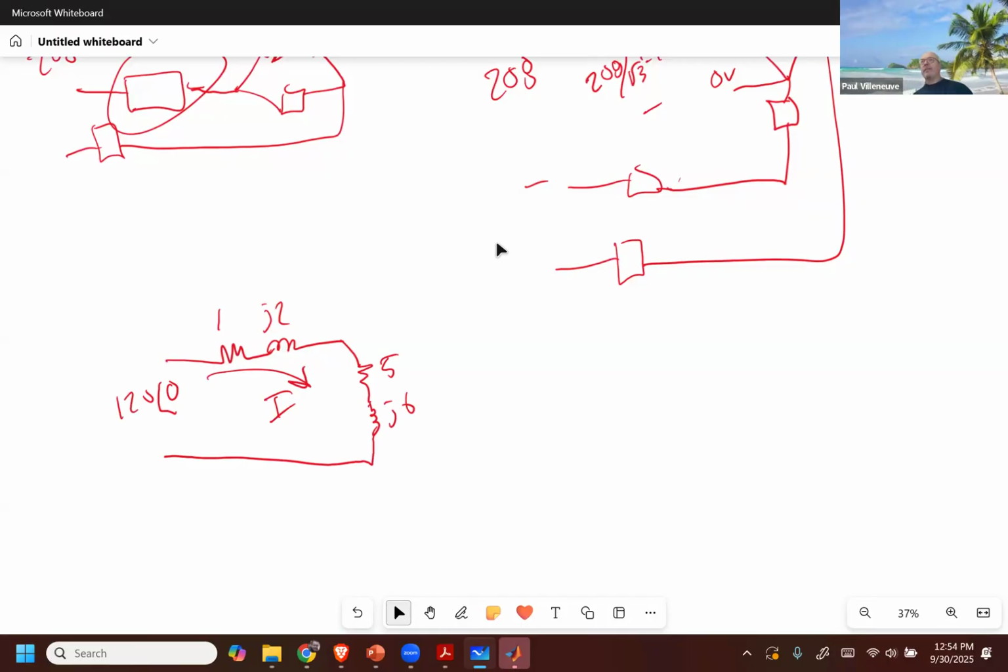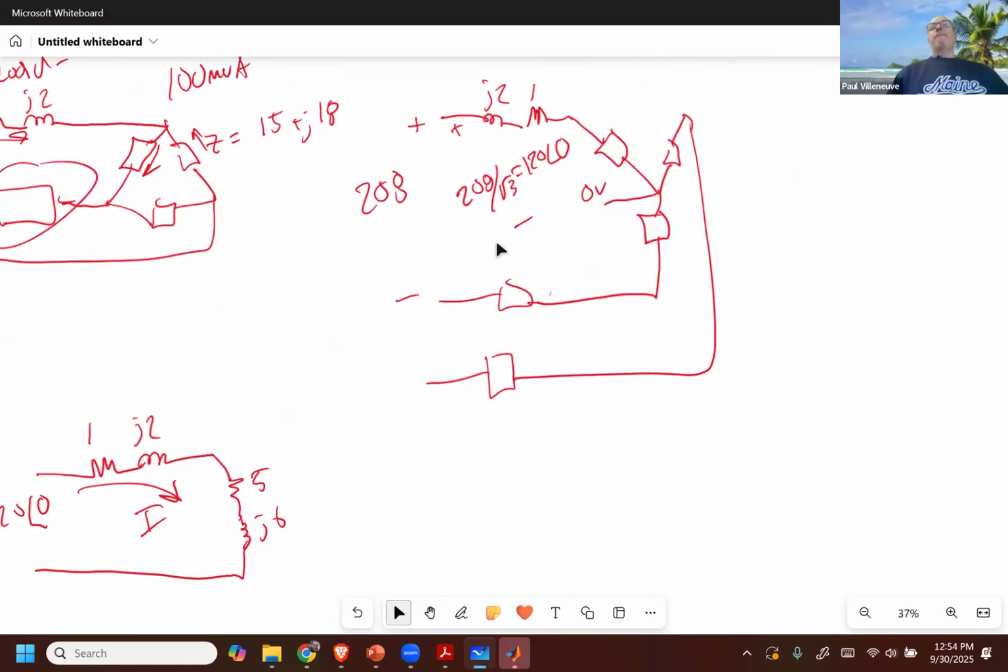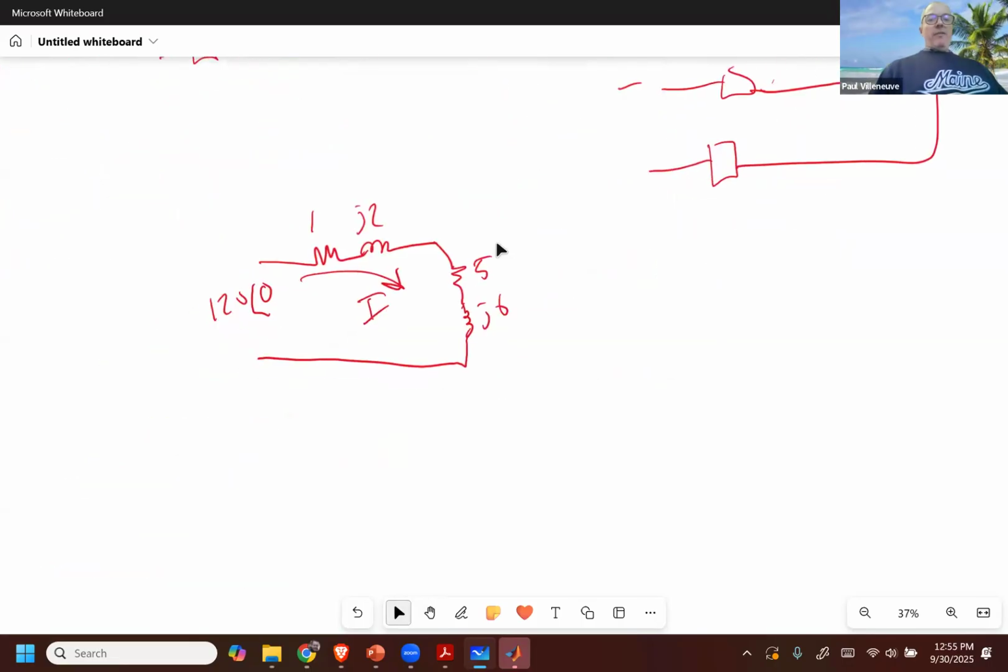Yes, sir. How do you go from delta to Y? Yeah, you divide the impedances by 3. And then the voltage? You divide by the square root of 3 to go from a line voltage to a phase voltage. You're not going from delta to Y, you're just measuring off different points. Okay? So that gives you I, and then the total power.